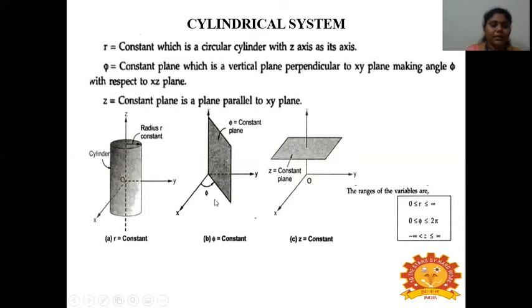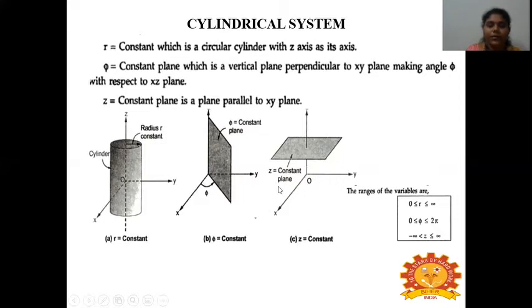Next, if phi is equal to constant, the constant plane is a vertical plane perpendicular to the xy plane, which makes an angle phi with respect to xz. So when phi is equal to constant, we get a plane which is vertically perpendicular to the x and y axes. With respect to the x and z axes, it makes an angle phi. Next, if z is equal to constant, then again we obtain a plane which is parallel to the xy plane.